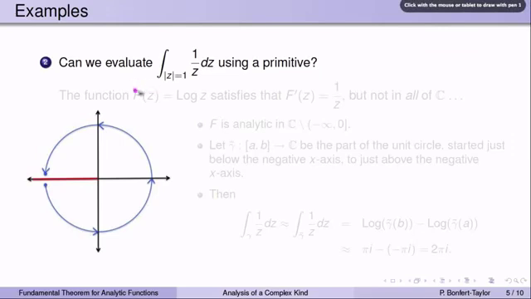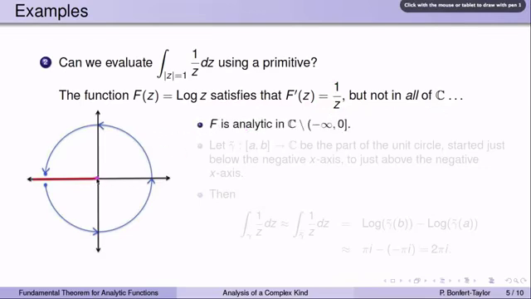Let's look at another example. Can we evaluate the integral of 1 over z over the circle of radius 1 using a primitive? So what is a primitive of 1 over z? Well, we do know that the logarithm function has 1 over z as its derivative, but not in all of C. The logarithm function log z is only analytic in C minus the negative real axis.